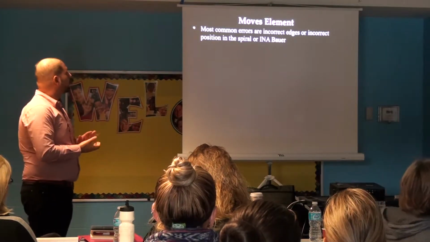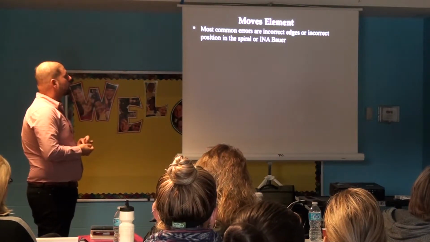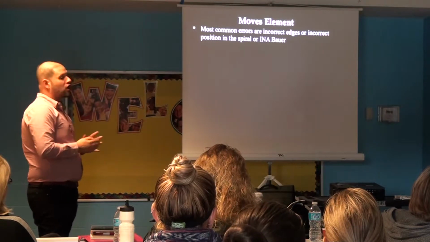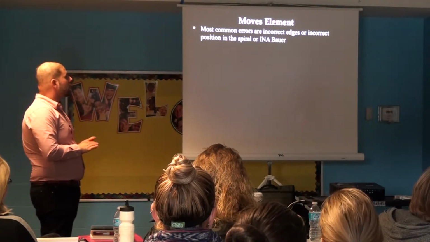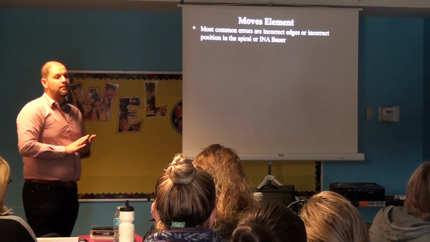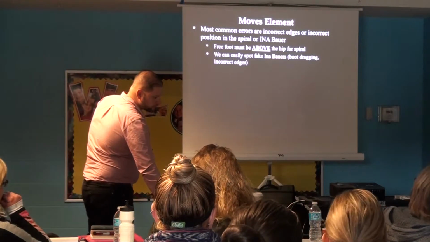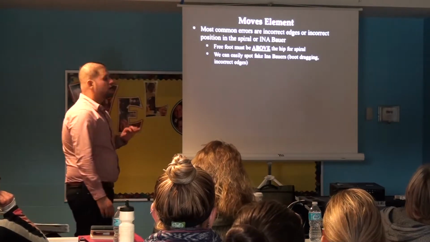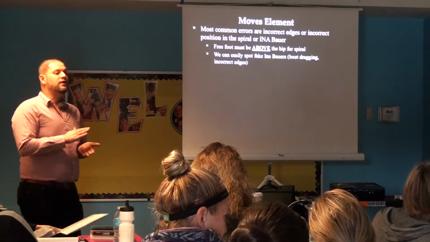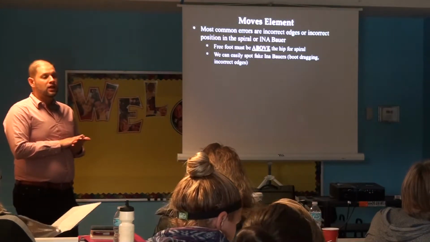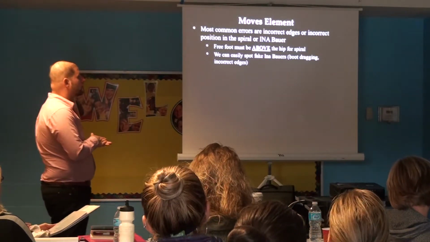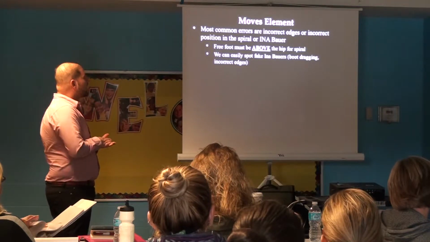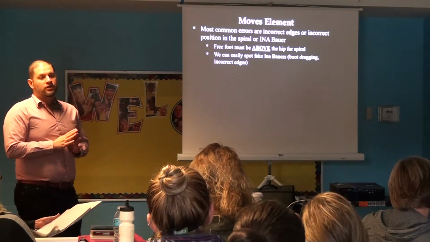Okay, moves element. As we mentioned before, the most common errors are incorrect edges executed during the free skate movement, or incorrect position, most notably in the spiral and the Ina Bauer. For the spiral, the rule used to be that the free foot had to be at hip level, and it was changed 2 years ago. The free foot has to be above hip level now in order for the position to be counted.